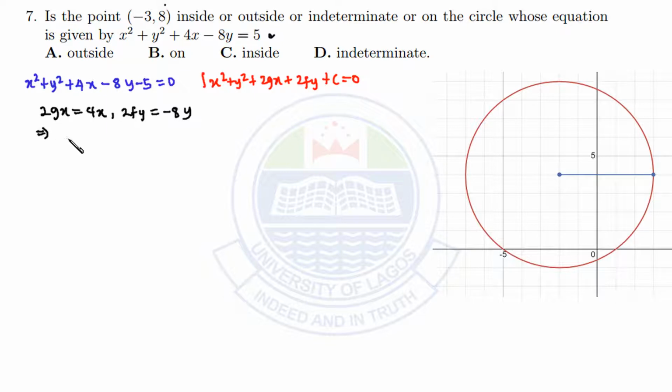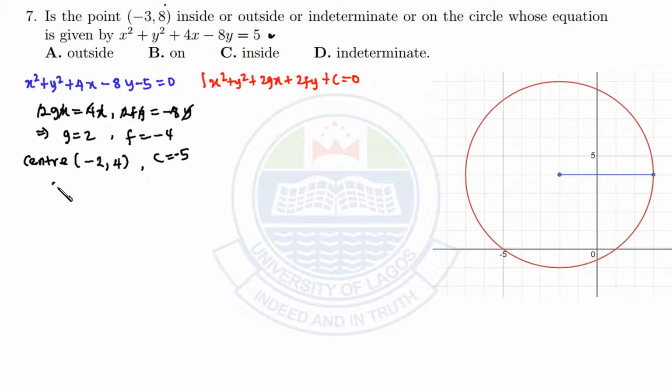So what does it imply? This implies that I have my g to be 2. See that x cancels x and 2 cancels this, so we have g to be 2, and I have my f to be, y cancels y, then I have this to be minus 4. That means the coordinate of the center is given as minus 2 comma 4. I just need to take the negative of this g and f to get my center. And my c here is minus 5.